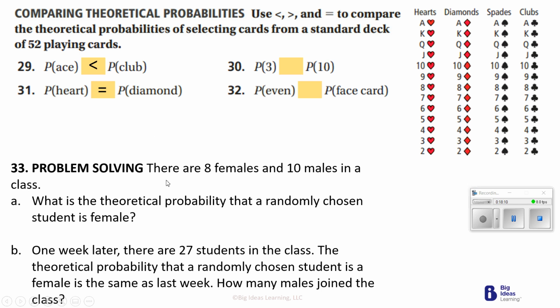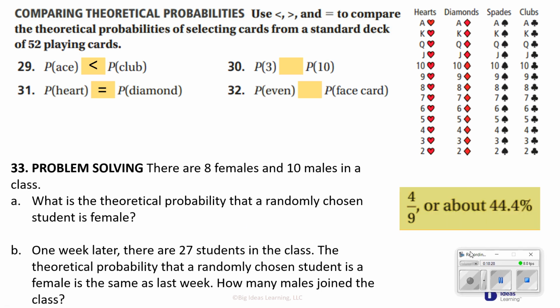33 is mine. There are 8 females and 10 males in the class. What is the theoretical probability that a randomly chosen student is a female? Well, the theoretical probability is going to be 1/2 because it could be male or female. So they're saying there are 8 females and 10 males. What is the theoretical probability that a randomly chosen student is female? I would think that's 8 out of 18, right?